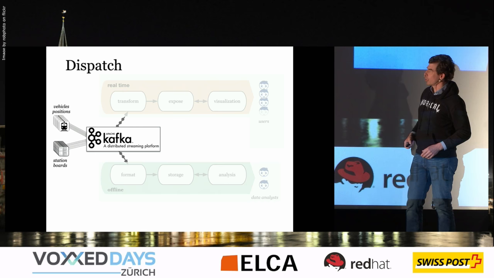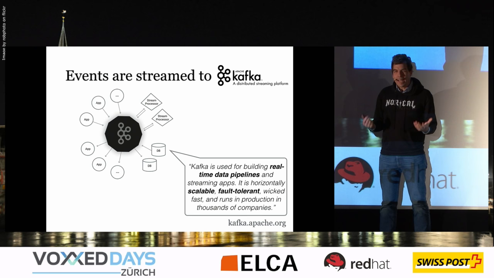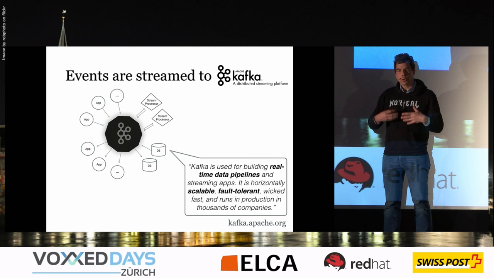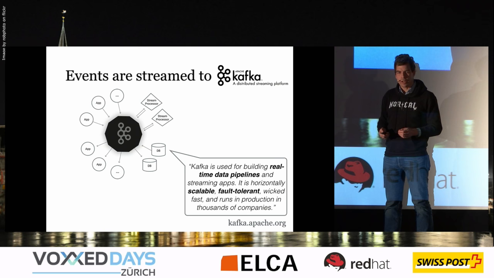We use Kafka because it's clearly made for real-time data processing. It's real-time data pipelining, more precisely. The idea is that we have producers of information that will push events to Kafka, okay, to a Kafka cluster or Kafka server. And then we have other applications that will consume the information, that will register.